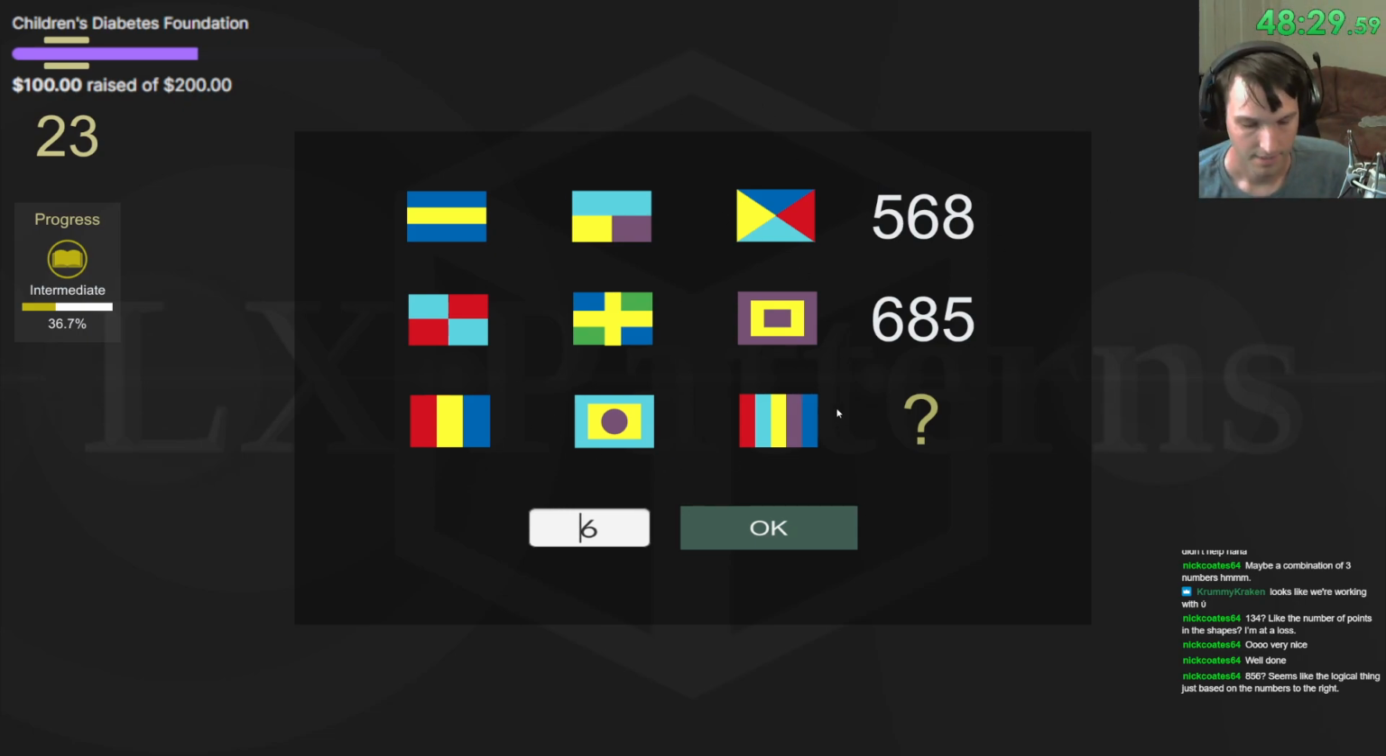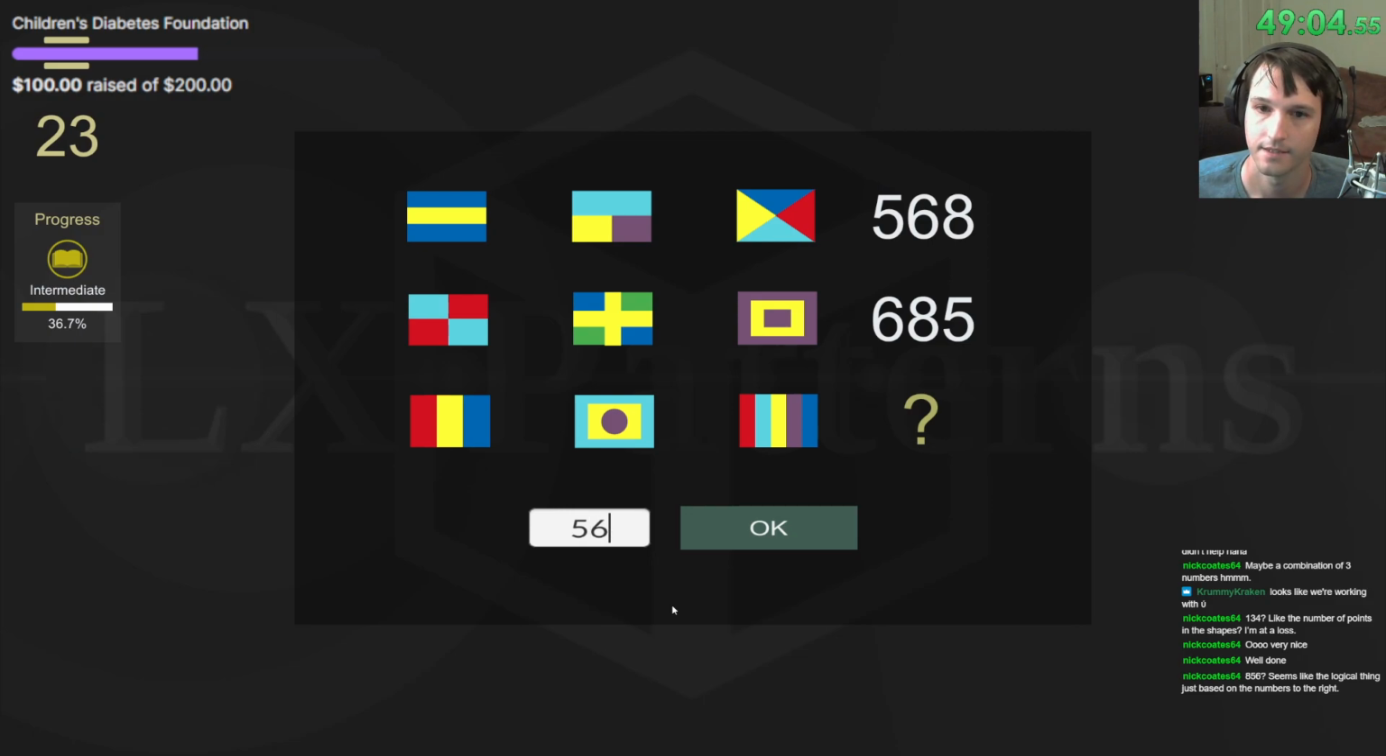So let's see here. If yellow is 3 and purple is 1, that means teal is 2. If teal is 2, then red has to be 1. And if yellow is 3, then blue has to be 1. Let's try that. So 6 in the middle. If red is 1, blue is 1, and yellow is 3, that's 5, 6.